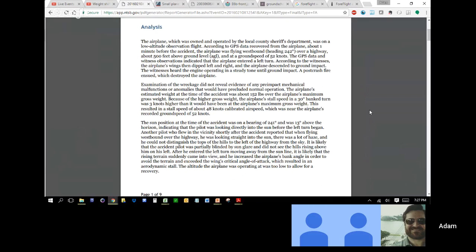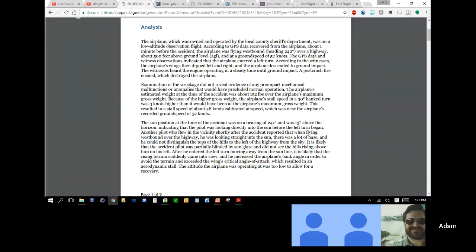Airplane, owned and operated by local county sheriff's department, was on a low altitude observation flight. According to GPS data recovered from the aircraft about 1 minute before the accident, the airplane was flying westbound over a highway 500 feet above the ground at a speed of 52 knots. GPS data and witness observations indicated that the airplane entered a left turn. According to the witnesses, the airplane's wings then dipped left and right. The airplane descended to ground impact. The witnesses heard the engine operating in a steady tone until ground impact. Post-crash fire ensued and destroyed the aircraft.